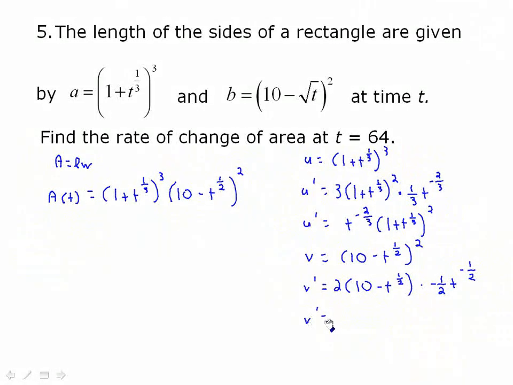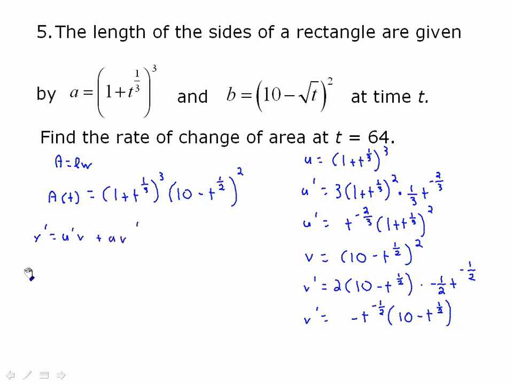And then v prime is equal to, the 2 times negative 1/2 will cancel, but we have a negative t to the negative 1/2, bringing that to the front, multiplied by 10 minus t to the 1/2. You could, of course, distribute that negative t to the negative 1/2 in. It actually works out nicely, giving you a very clean number, but I'm not going to. Instead, I'm just going to go back into the product rule and keep it the way it is, u prime v plus u v prime.